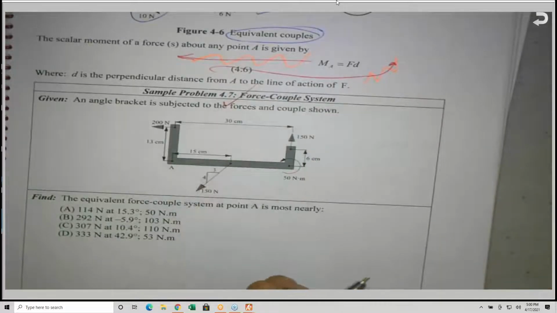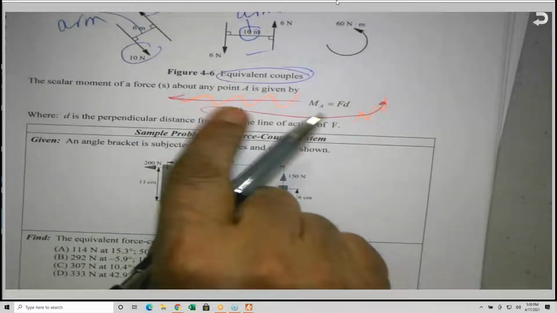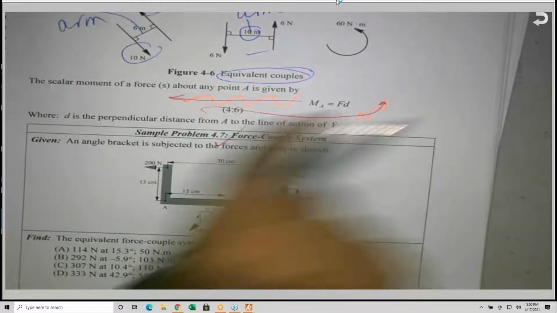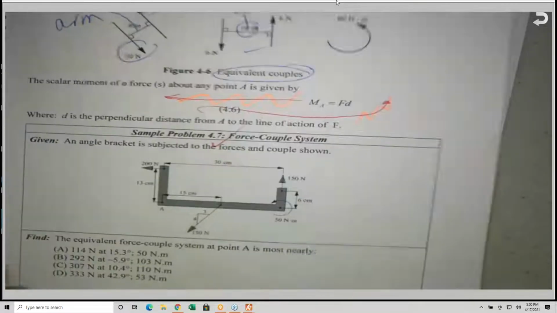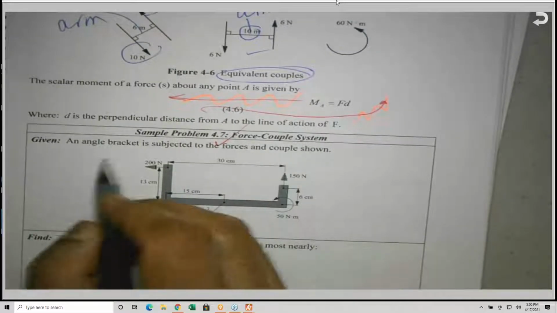Problem 4.7. I hope that you have the same copy. It seems that the only copy left here with me is the copy that was shifted, so I corrected it. So it seems to me this is the one I'm using, and I hope that all of you have the corrected one.